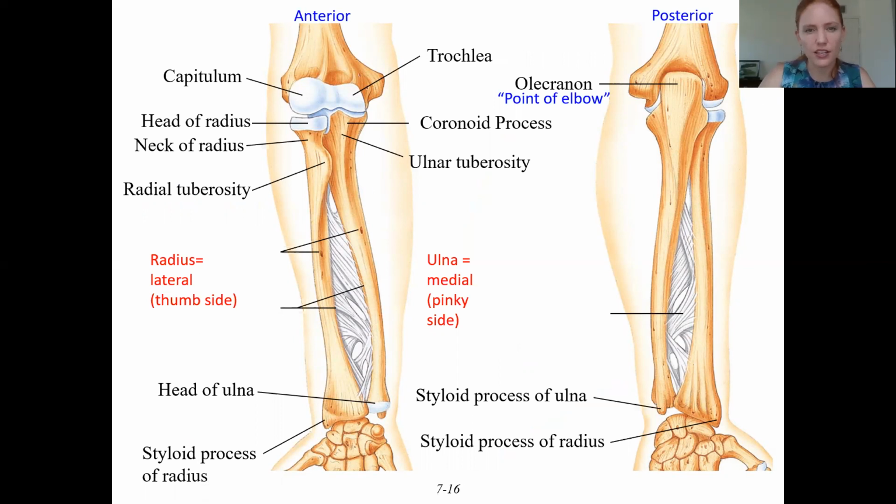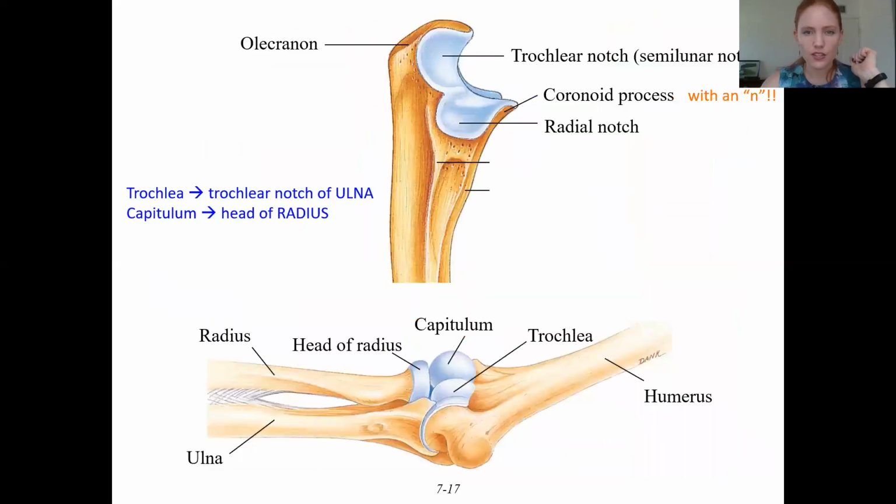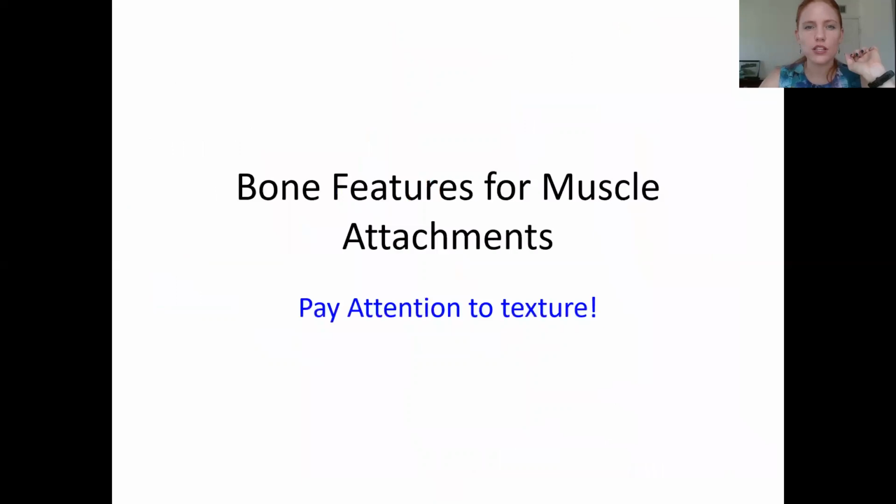I think I did. Okay, so last thing I wanted to really hit is please remember that the radius is on the lateral side. Radius is the lateral side, the thumb side, and the ulna is on the medial side, the pinky side, if you're looking at anatomical position, which we always are. Okay, so medial, lateral. So I think I covered all of those pieces.